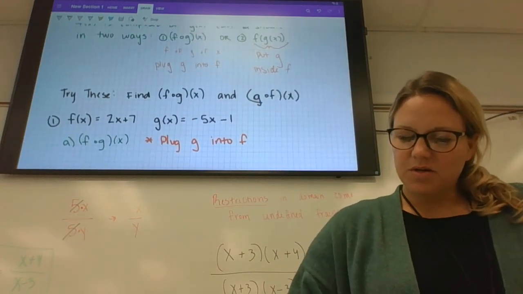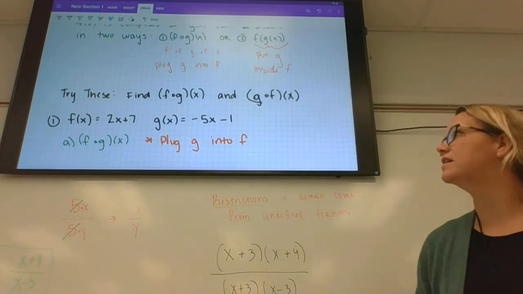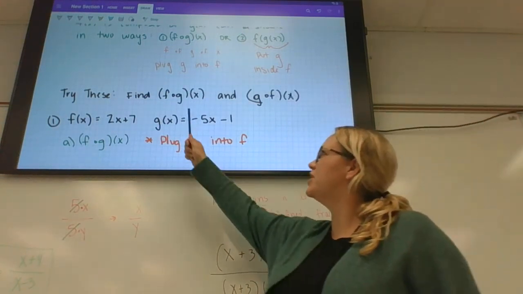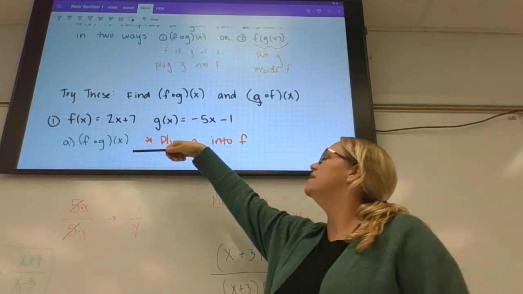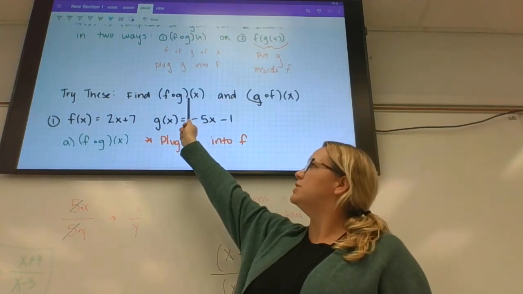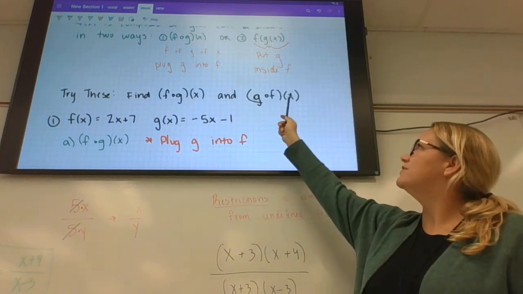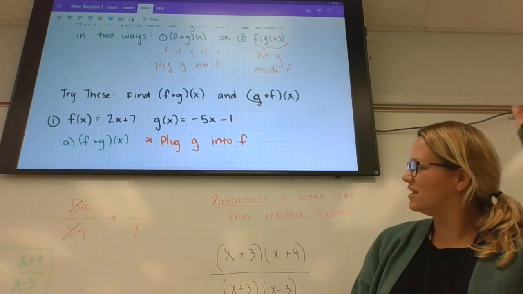So here's our problem. I do like to call this fog, but it's not fog. That's a math symbol. F of g means put g into f, and g of f means put f into g.